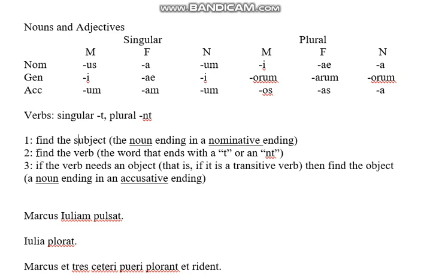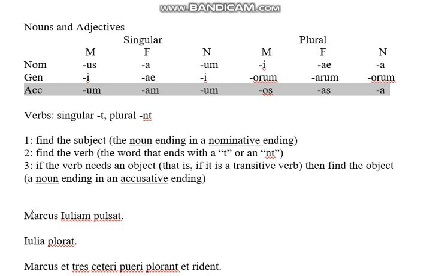Then what you want to do is find the verb. Again, the verb is a word that ends in the T or with an NT. T for the singular, NT for the plural. So if the subject is singular, then the verb will end in a T. If the subject is plural, the verb will end in an NT. So that is the second thing you want to do. You want to find a verb, and then if the verb needs an object, in other words, if it is transitive, then you need to find the object, and the object will be in the accusative case. So what is the accusative case? It is one of the words that ends in one of these endings.